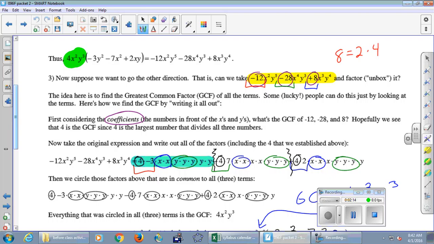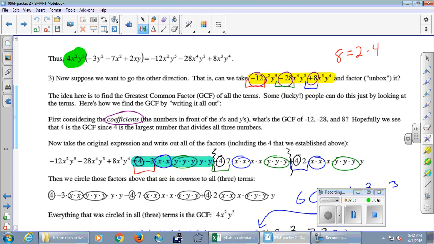Hopefully we have some miracle and can figure out what the greatest common factor of those numbers is. It was a 4. And so then we took each of those numbers and wrote them as 4 times something. So for example, -12 was 4 times -3. 4 times something, 4 times something. And then we just wrote out all the variables. X squared, we wrote 2 x's multiplied. Y to the 5th, we wrote 5 y's multiplied.